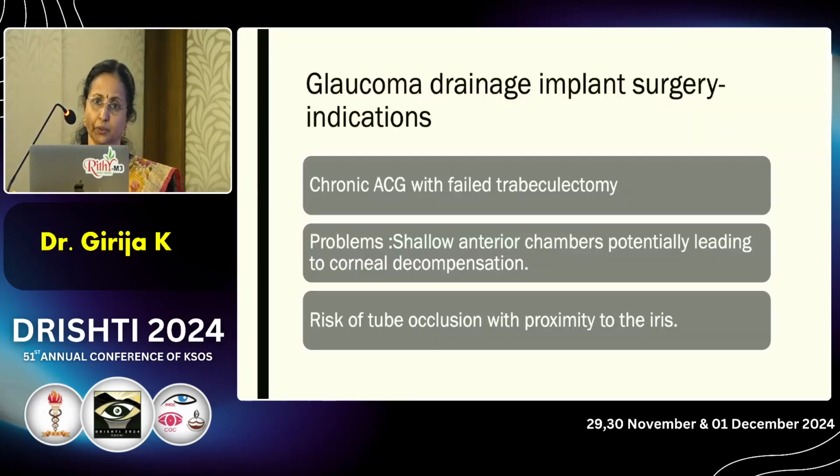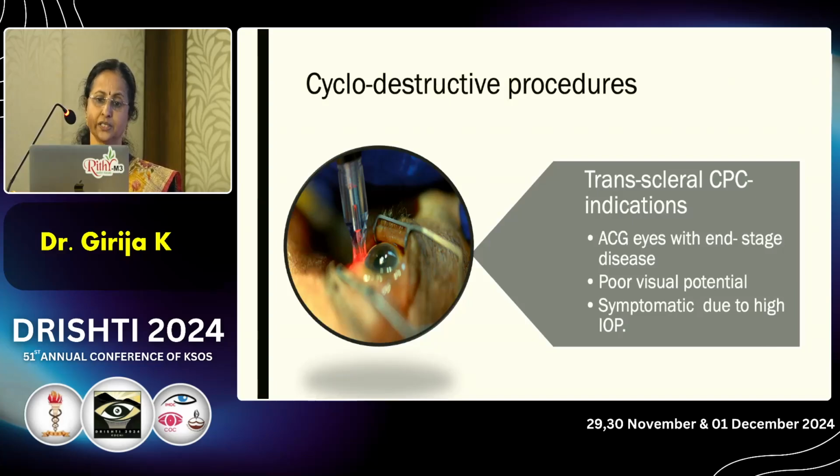GDDs are indicated when the trabeculectomy fails, but the only thing is that the tube can result in placement of the tube in the anterior chamber. It can cause endothelial cell loss. So in pseudophakic eyes or aphakic eyes, you can place them safely behind the iris, but the problem comes in phakic eyes. The cyclodestructive procedures are indicated in end-stage diseases with poor visual potential and symptomatic patients.